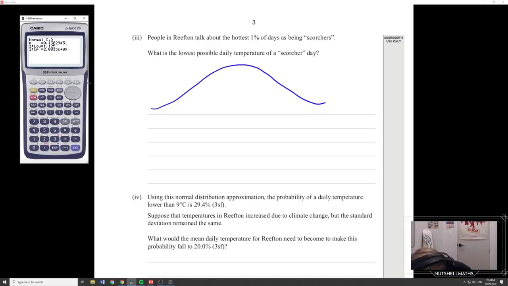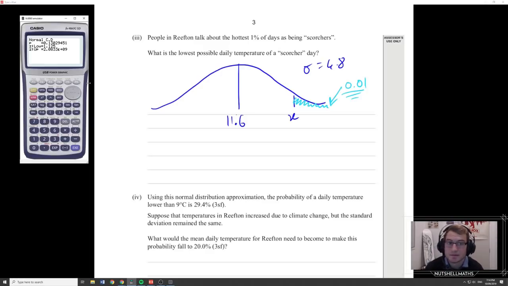Right, the hottest 1%. So above some value, x. Before I even do this, let's put in my mean, 11.6, and my standard deviation of 4.8. So there's some value here, and everything above this is 1%. We want to find what this is.